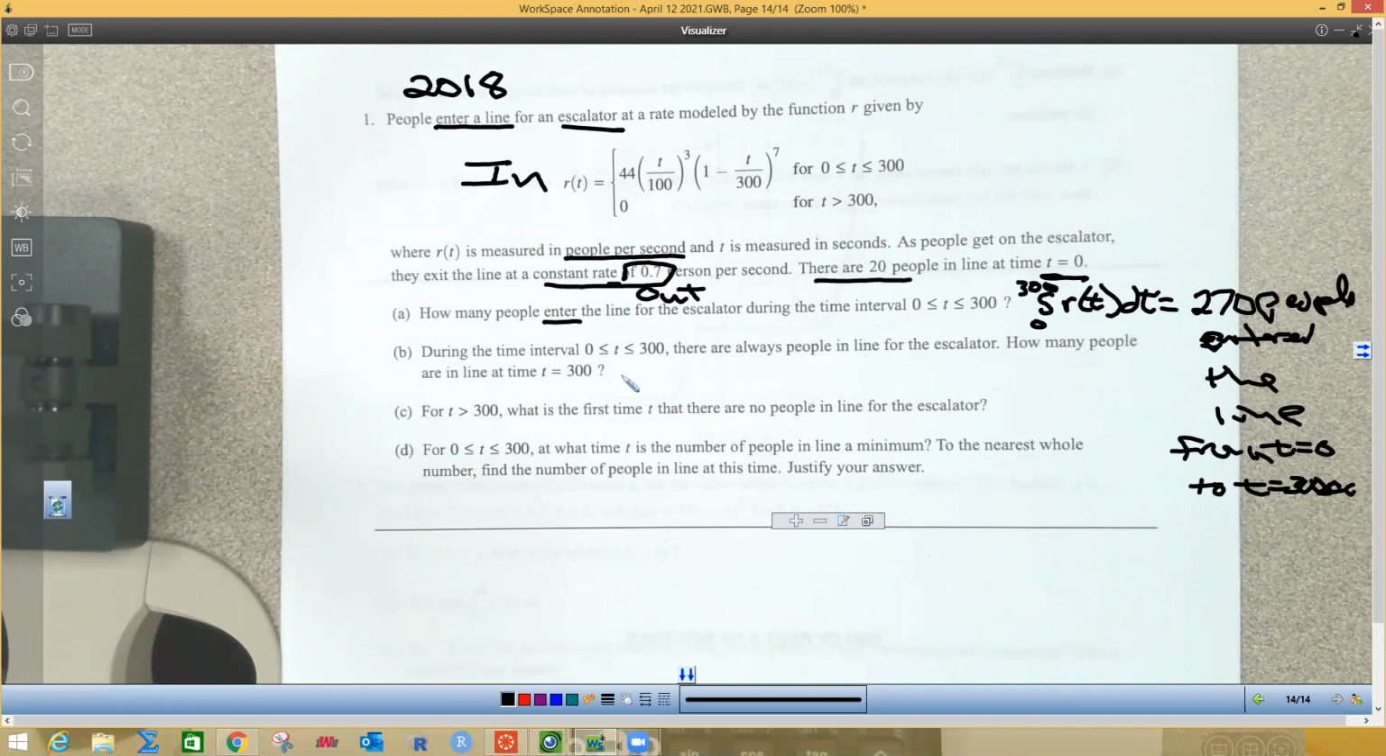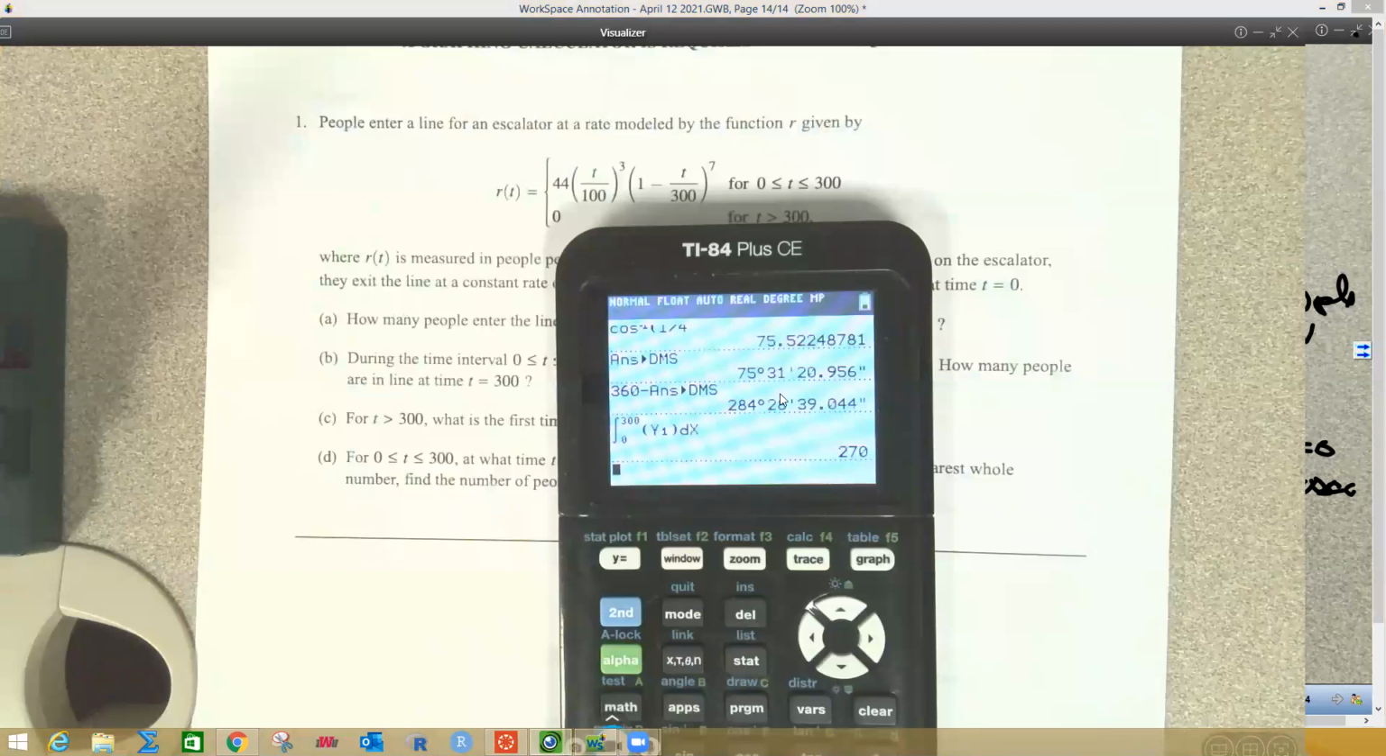Okay, now this one's a little harder because now we have to take into account the number of people that are coming in and the number of people that are going out. And we also need to remember there are 20 people at the beginning. So this is going to be 20, the number of people in the beginning, plus the integral from 0 to 300 of R of t minus the 0.7, because we're going to take the people coming out. And that's going to be our answer. So I'm going to type that into my calculator and show you what to type in. And again, you must show that you're doing all this.